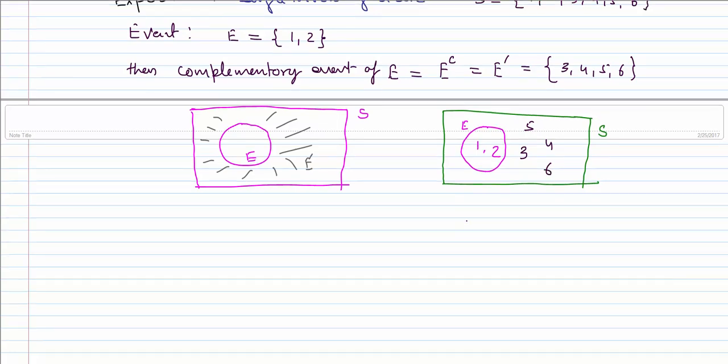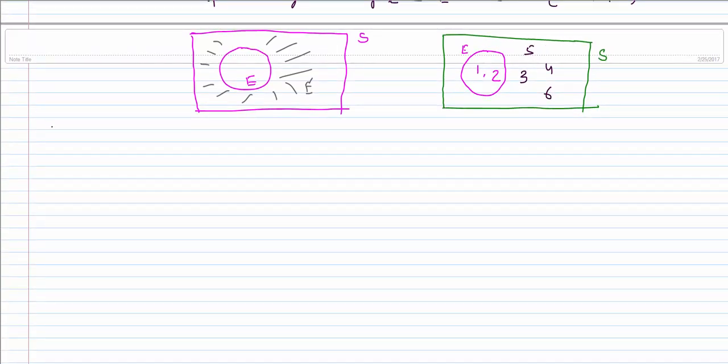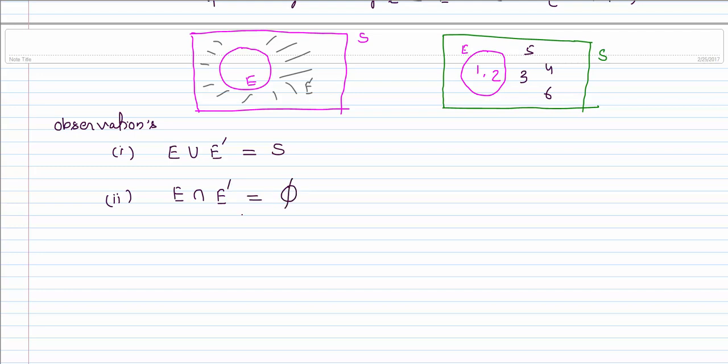Now what are you observing in this case? What are our observations? First observation we have E union E complement. If we take union of these two, then we are getting sample space S. Second observation, if we take intersection of E and E complement, then we will have null set, that is empty set.